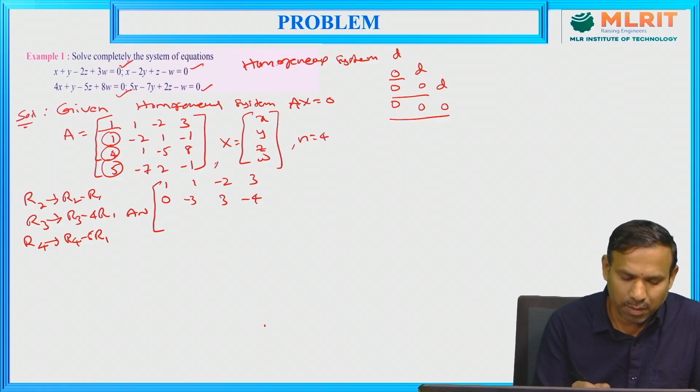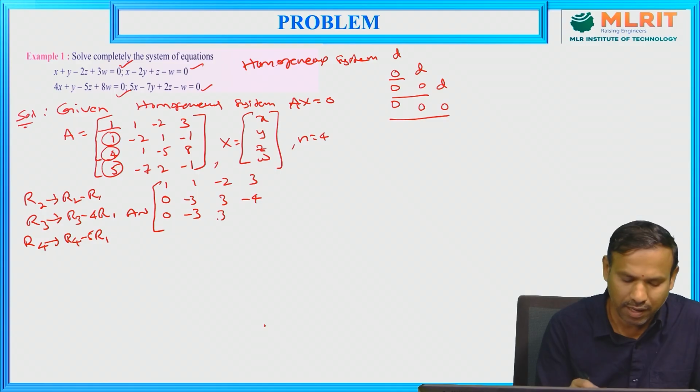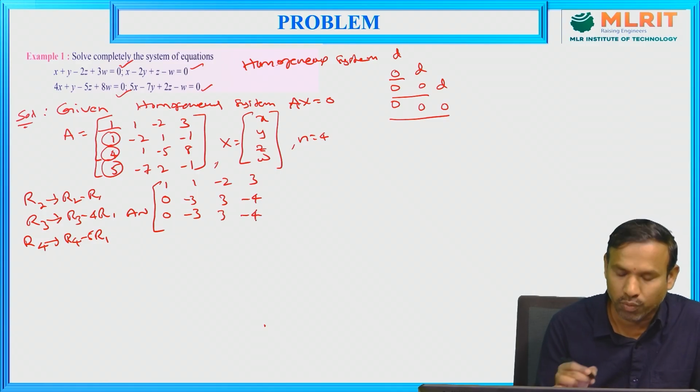Next, R3 minus 4R1. 4 minus 4, 0. 1 minus 4, minus 3. Minus 5 plus 8, 3. R3 minus 4R1. 8 minus 12, minus 4.